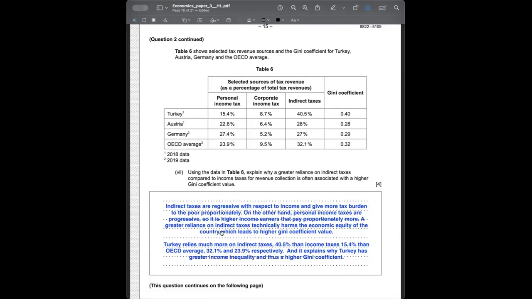To be more specific, Turkey relies much more on indirect taxes, 40.5% compared to other countries. So that's why it explains Turkey has greater income inequality compared to other countries.